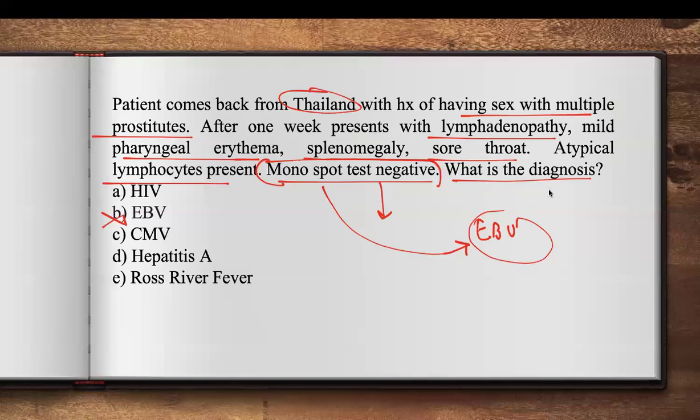Do not just rule out anything based on a single thing. Read the full question. So yes, patient came from Thailand, having sex with multiple partners. Now, a beginner will just look at this first sentence and choose HIV. Because yes, patient went to Thailand having sex with multiple prostitutes, it is HIV, nothing else. And that is another trap. After 1 week, patient comes to us with lymph node enlargement, mild pharyngeal erythema, splenomegaly, and sore throat with atypical lymphocytes.